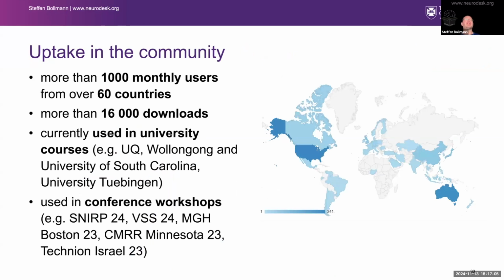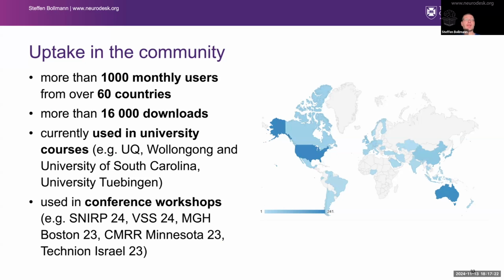So the uptake in the community is pretty impressive, and we saw really big growth over the last years. We have more than 1,000 monthly users on our systems. They come from over 60 countries, so really worldwide adoption. We see that more than 16,000 people downloaded our main software container that provides a lot of these things.